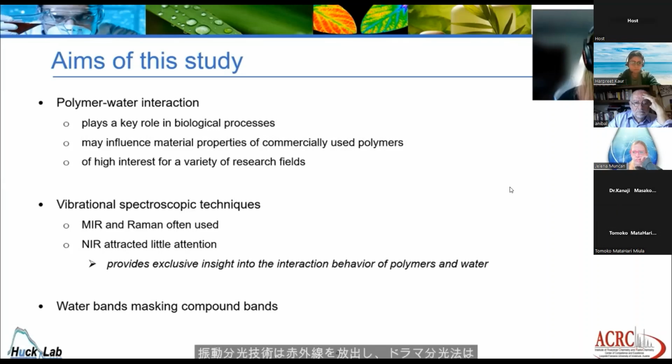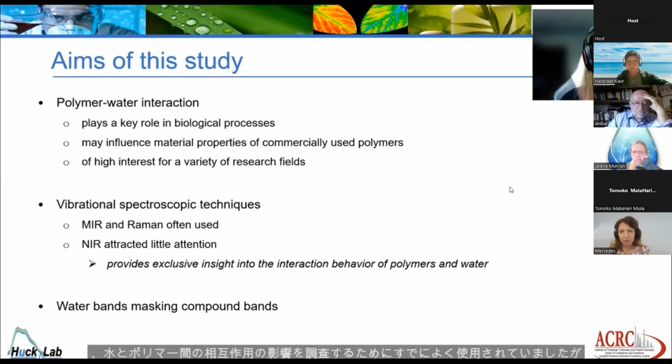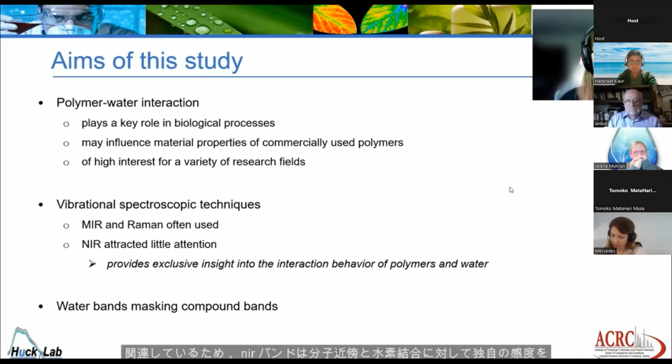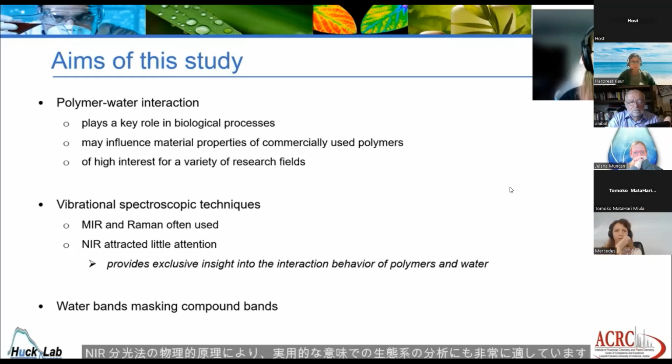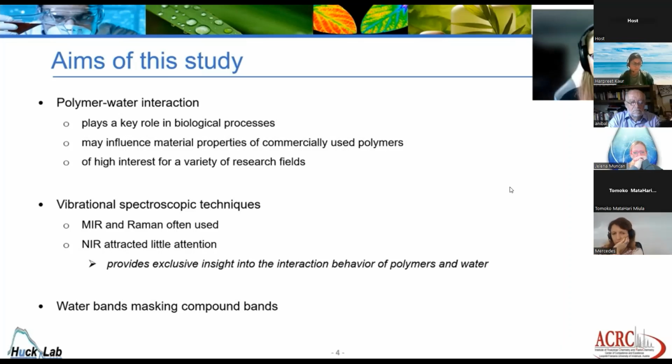The vibrational spectroscopic techniques with infrared and Raman spectroscopy were already often used to investigate the effects of the interactions between water and polymers. In contrast, near-infrared spectroscopy has not yet attracted similar attention in the studies of this problem. Although NIR bands manifest unique sensitivity towards the molecular neighborhood and hydrogen bonding, because NIR vibrations are intrinsically related to the properties of hydrogen bonding existing in the investigated system. Consequently, NIR spectroscopy provides insight into the interaction behavior of polymers and water.